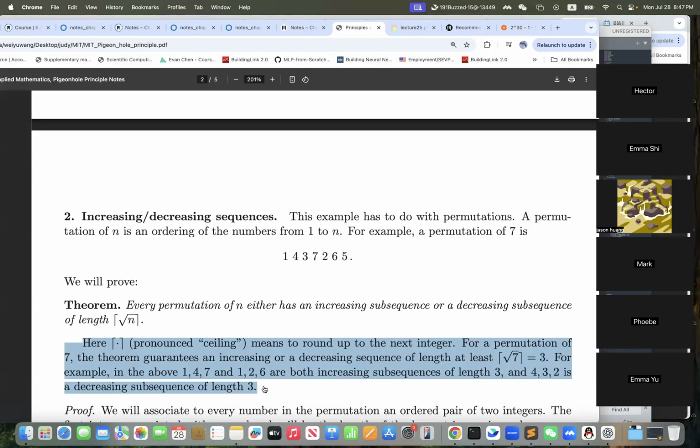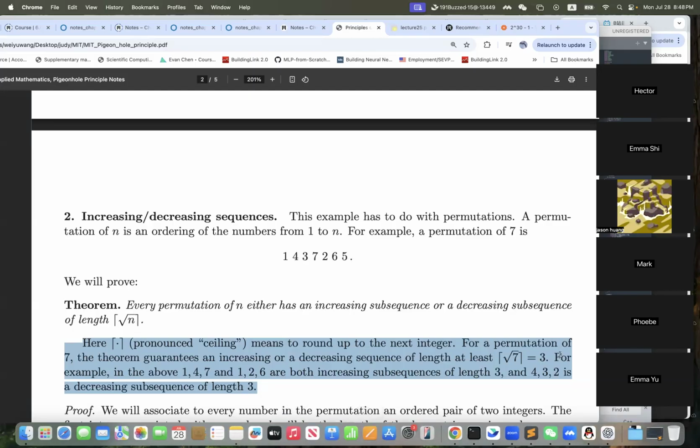Cool. So you see, root 7 is 2 point something. Ceiling means round up to the next integer. So if it's 2.1, you round it up, it becomes 3. If it's 3.1 or even 3.01, you round up, it becomes 4. So ceiling means always round up. And there's another symbol called floor. Floor means rounding down to the next integer.